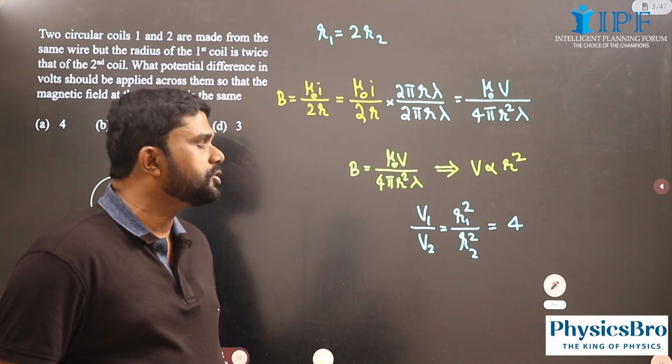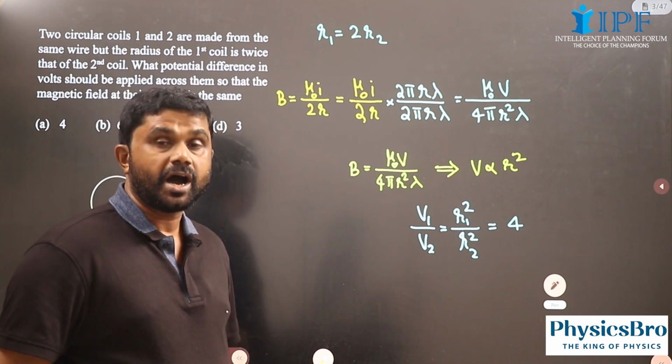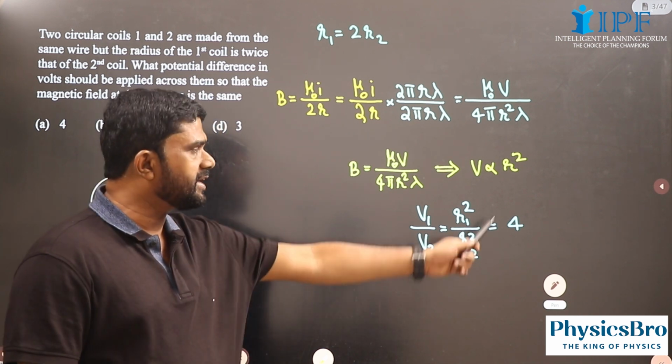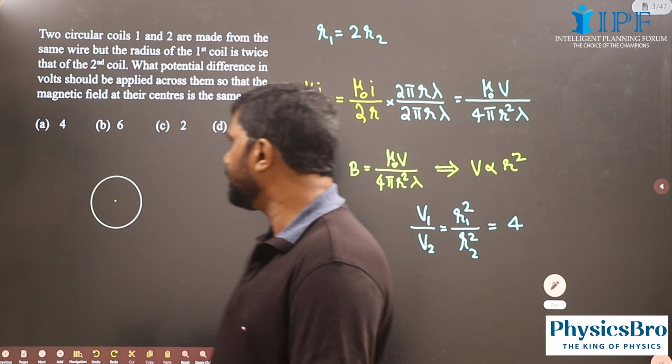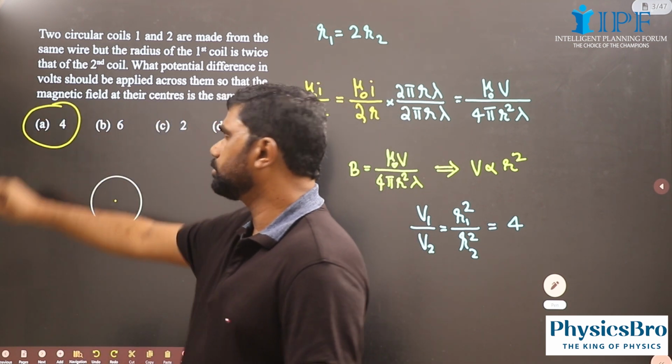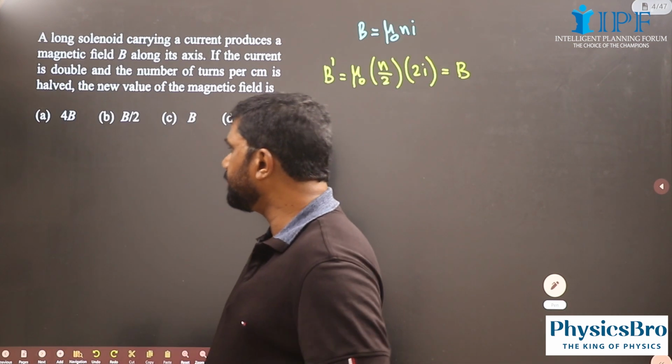So V1 by V2 equals R1 by R2 whole square. R1 equals 2R2, so we will get 4. So V1 by V2 equals 4. Now let's see what we have next.